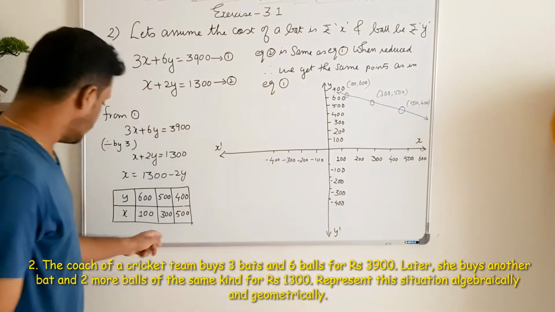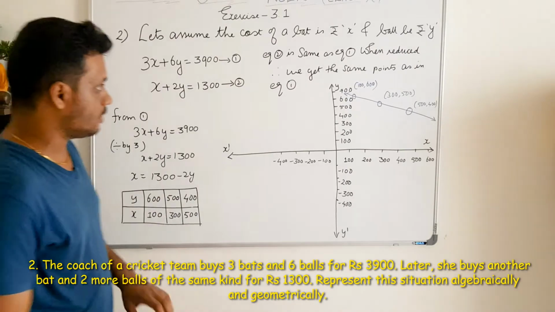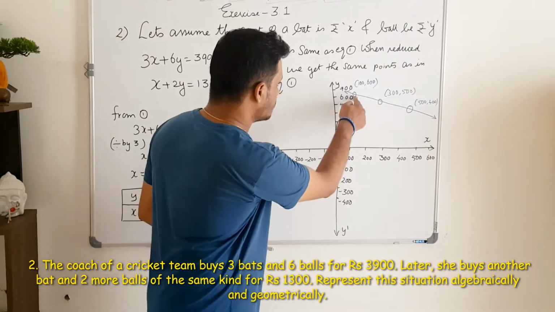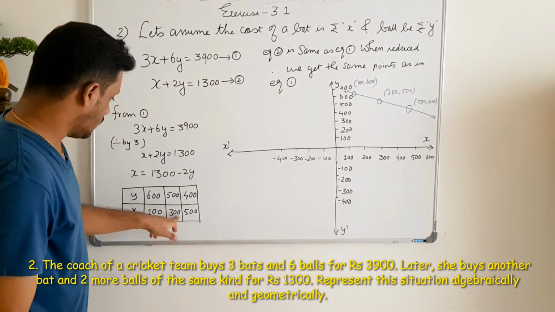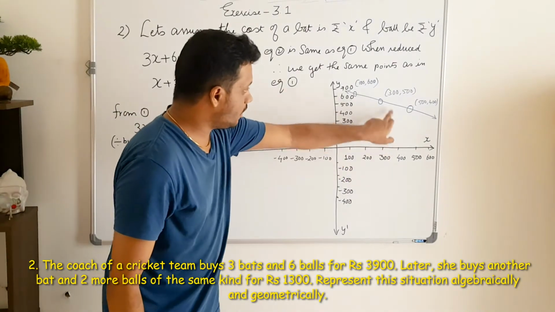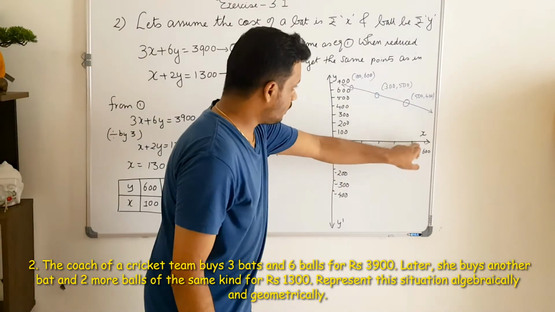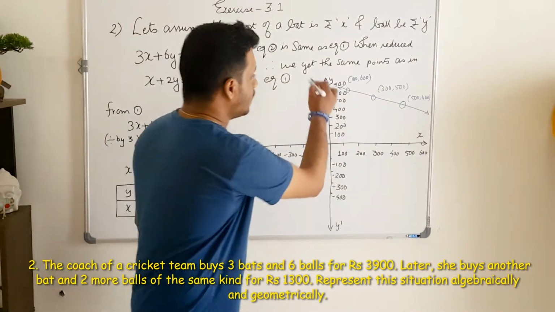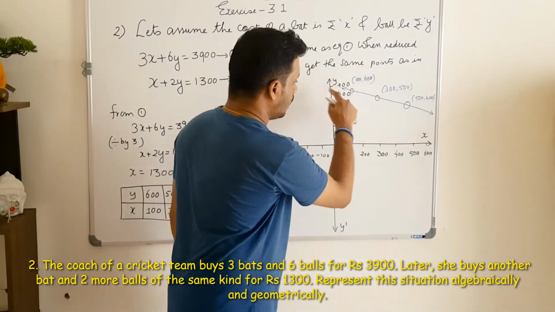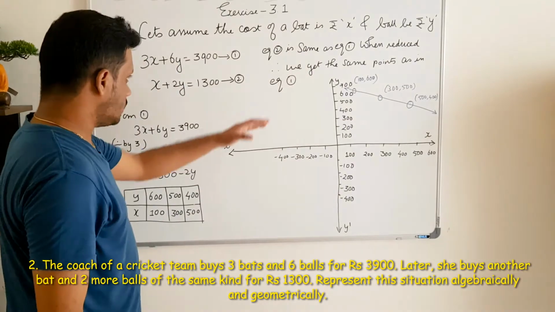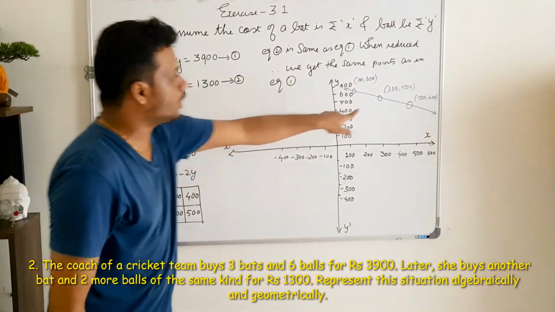So the first point is x is 100, y is 600. X is 100, y is 600 is this point. Then we have 300, 500. So 300 and 500 is this point. Then we have 500, 400. So 500, 400 is this point. So when I connect everything with a line, I get a straight line like this. And since both the equations are similar, you will get only one line.